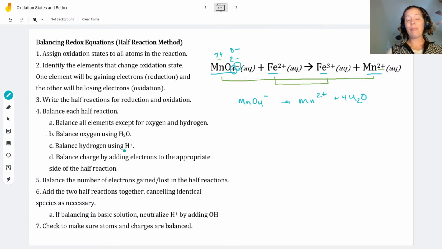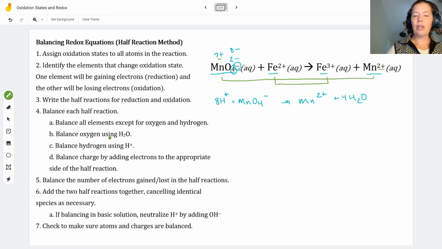My next step is I'm going to balance my hydrogens, and I'm going to use H+ for that. So again, I see I have 8 hydrogens on my product side. So I'm going to put in 8 H+ on my reactant side. Okay, so now my hydrogens are balanced. Okay, and then part D here for step 4 is balance the charge by adding electrons to the appropriate side of the half reaction. So this is where I'm going to add up charges.